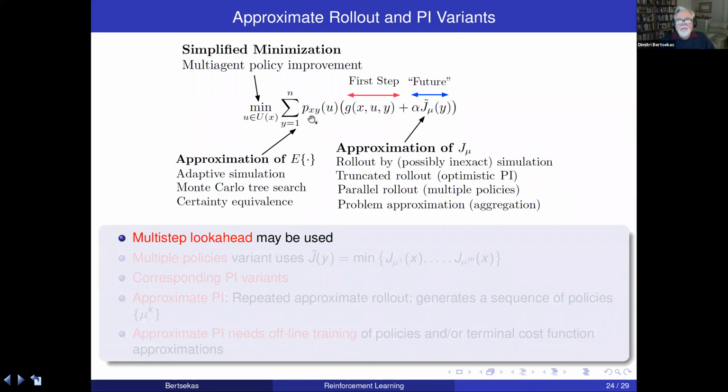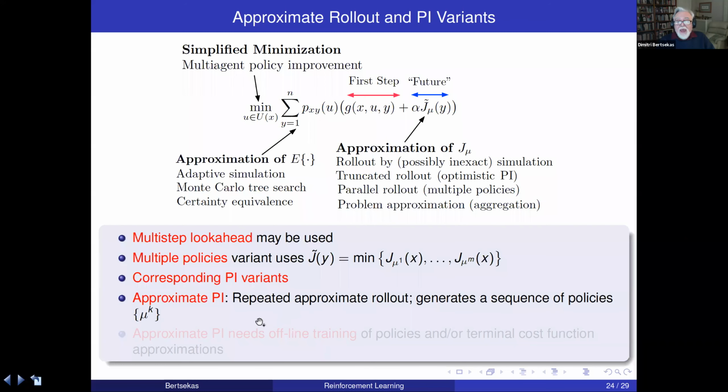Moreover, this is for one-step look ahead. There's also a multi-step look ahead version. The multiple policies version is this one here, which uses J tilde as the minimum of several cost functions of policies, perhaps with approximations. Okay, you can do this either in one iteration or multiple iterations, and the approximate policy iteration algorithm generates a sequence through repeated approximate rollout.